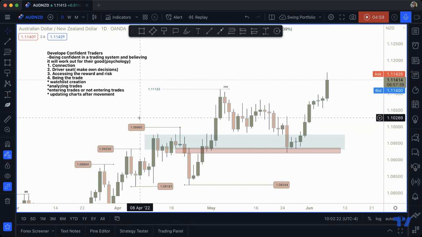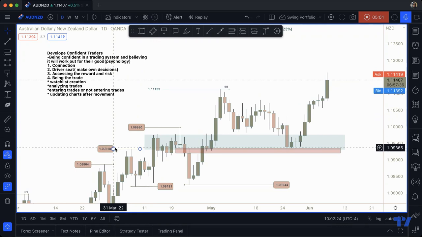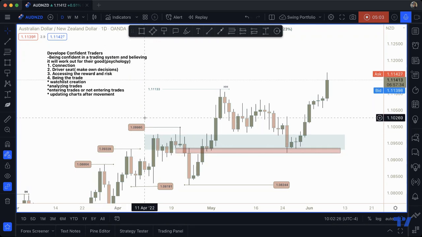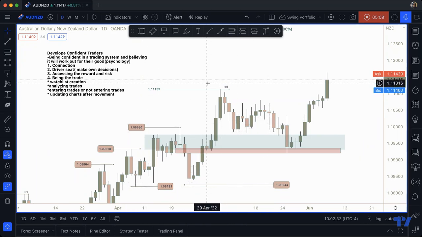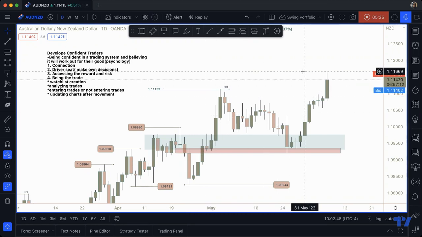We have higher highs and higher lows, but not just higher highs and higher lows, but look at your numbers. Look at these exchange rates. 1.09980, 1.80244, 1.1133. What does this mean? What this means is that your exchange rates are increasing. So there are people who live in New Zealand who are buying the Australian dollar at higher exchange rates as price continues to move up.